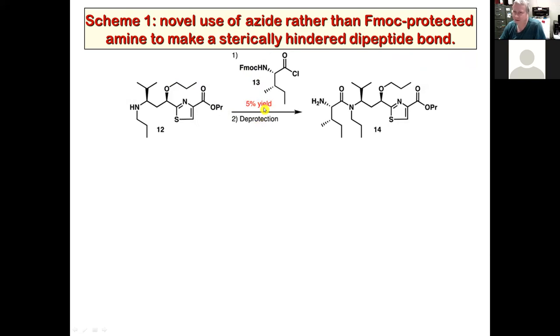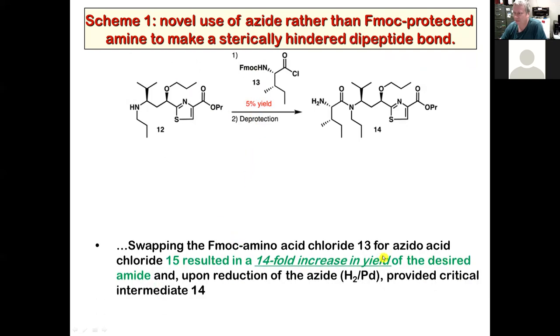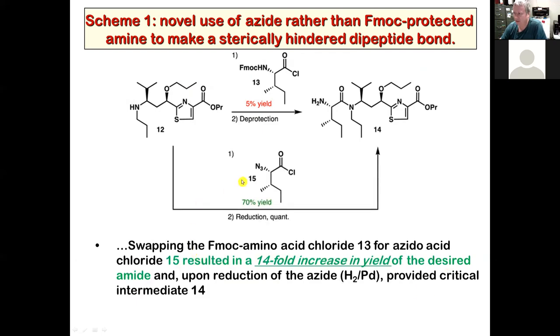5% yield. If you don't know anything about organic chemistry, you should know that low yield is bad, right? 5% is kind of unacceptable, especially for Genentech people because they're making tons of this stuff. So this is where all they did is they swapped the FMOC for the azido acid chloride, like a different protecting group, and it resulted in a 14-fold increase of yield. And then they got the intermediate they wanted. So all they did was switch it to the azide acid chloride.